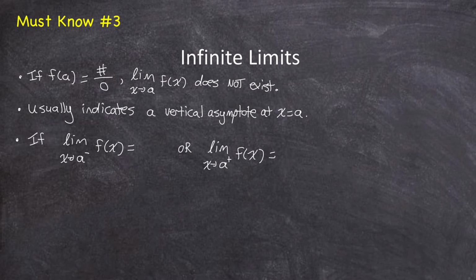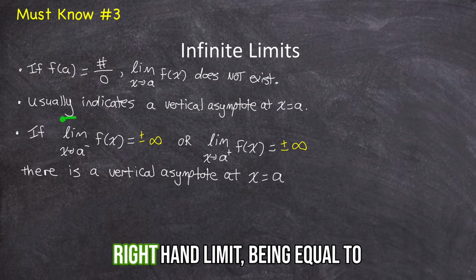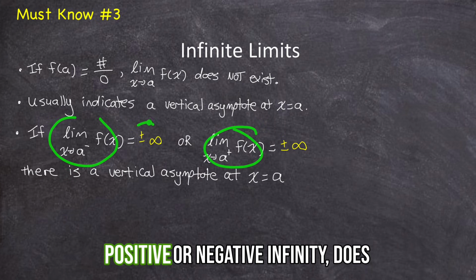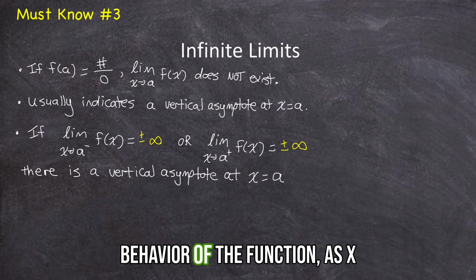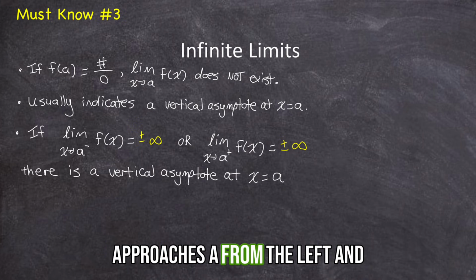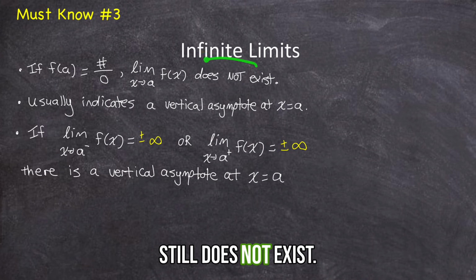If the limit as x approaches a from the left or from the right of f at x is equal to either plus or minus infinity, then that means there is a vertical asymptote at x equals a. And I should also clarify, a left or right-hand limit being equal to positive or negative infinity does not mean that the limit exists. It's just a way of describing the behavior of the function as x approaches a from the left and right. The limit as x approaches a still does not exist.